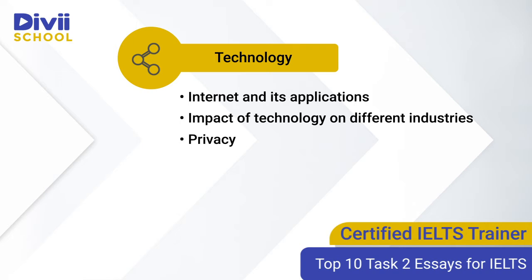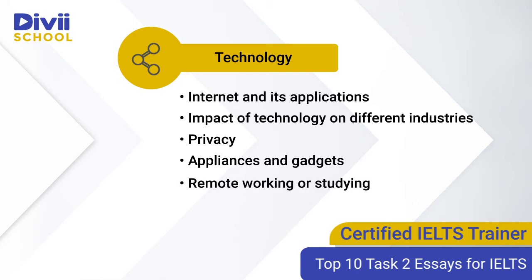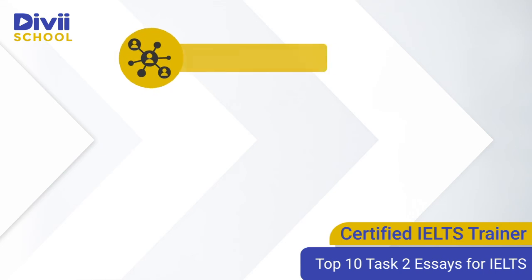Privacy. This could involve questions such as privacy of the individual and data. Appliances and gadgets. Are you becoming too dependent on modern appliances and gadgets? Are you addicted to them? Remote working or studying. Advantages and disadvantages of going to work versus working at home.